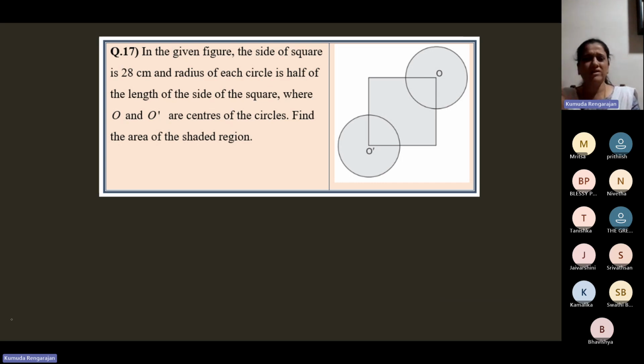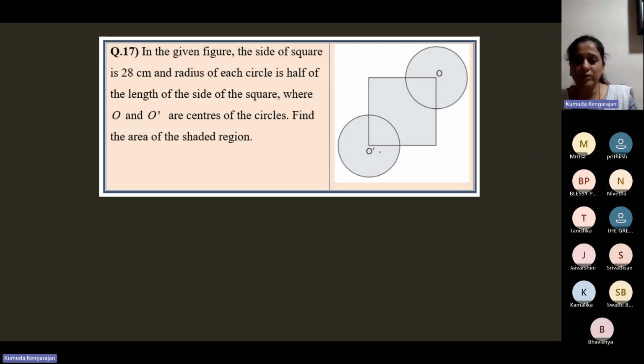This is just a one line answer. Let's see if you can tell me what I am expecting. So in this figure, the side of the square is 28 centimeters and the radius of each circle is half of the length of the side of the square, where O and O dash are the centers of the circle. Find the area of the shaded region. The entire thing is shaded.